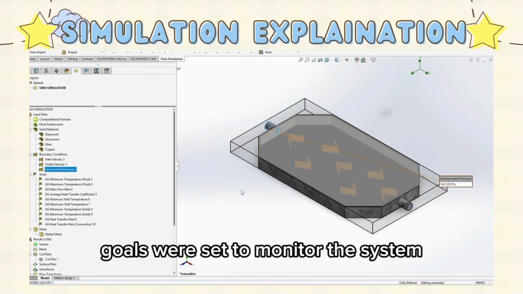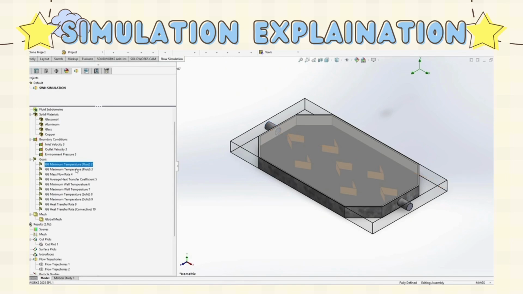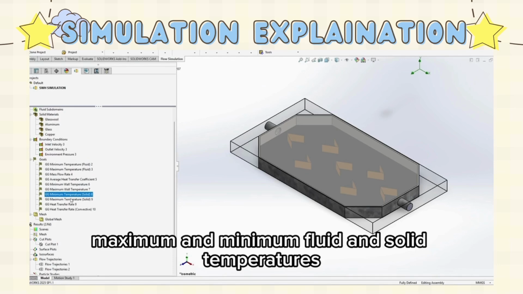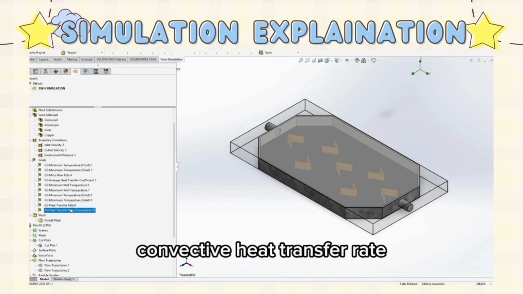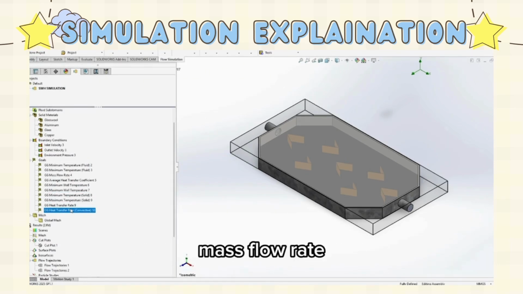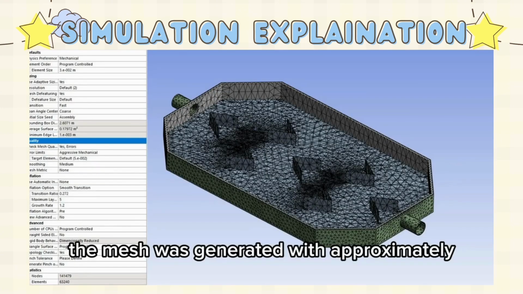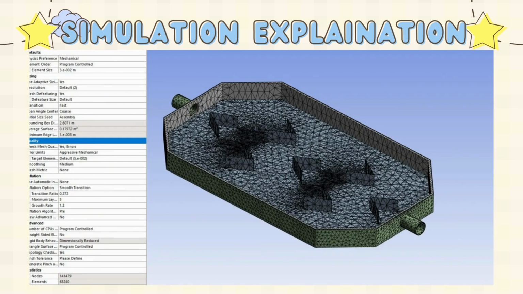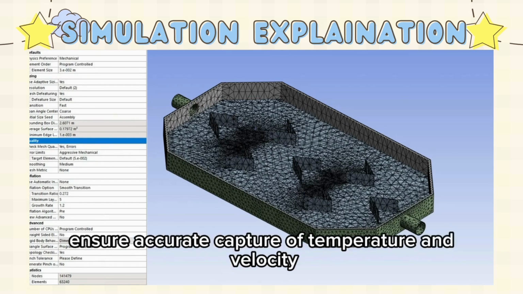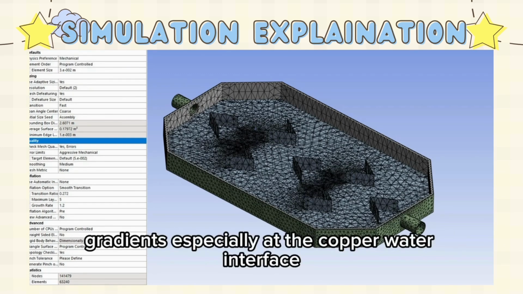Next, global goals were set to monitor the system thermal performance. This included maximum and minimum fluid and solid temperatures, wall temperature, convective heat transfer rate, mass flow rate, and the average heat transfer coefficient across the interface. The mesh was generated with approximately 63,000 elements and 141,000 nodes. This level of resolution ensures accurate capture of temperature and velocity gradients, especially at the copper-water interface.